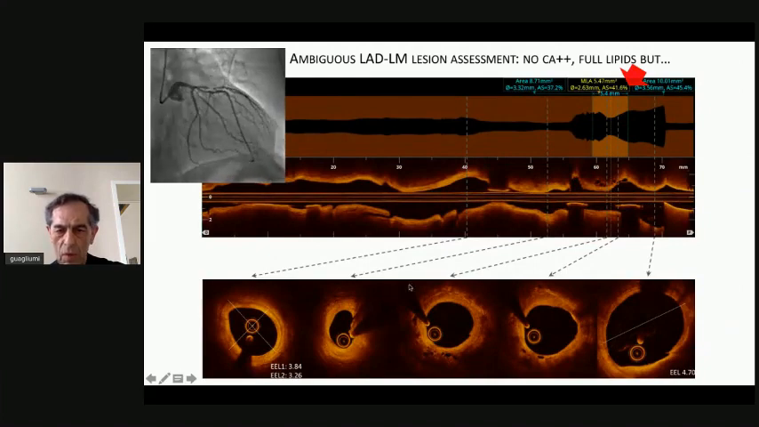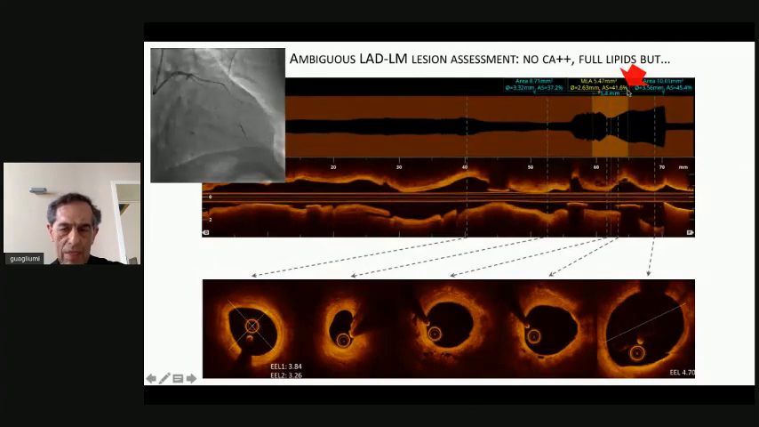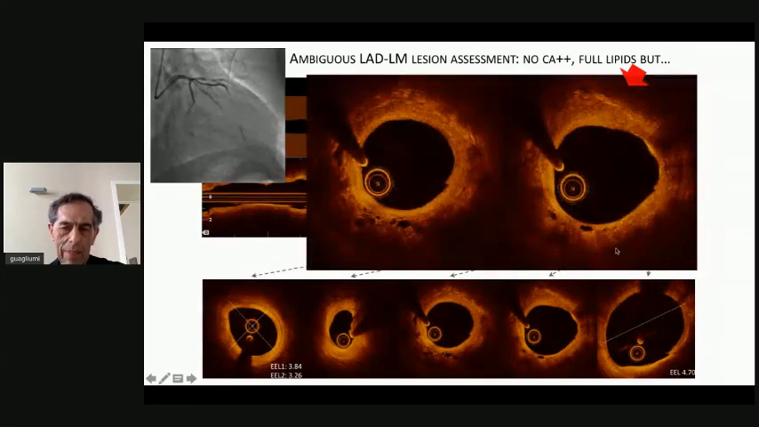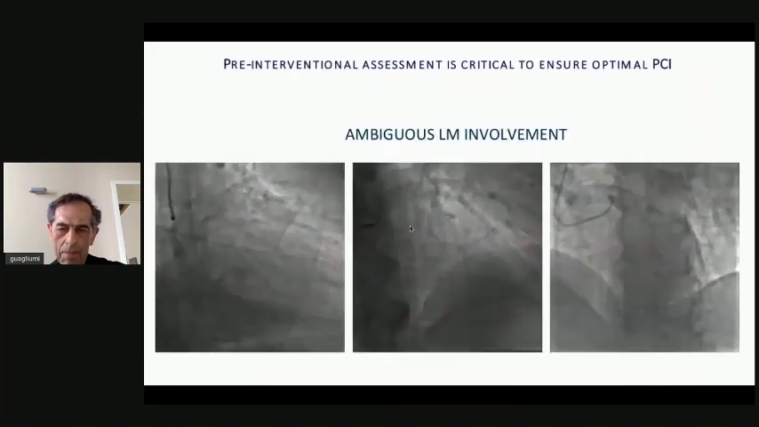First of all, you know that you don't have any calcium inside this vessel. You know that they are full of lipid, and you can clearly see that. But in addition, at the level of the left main, where you have a moderate stenosis, you have an orphan plaque that is plenty of lipid, with multiple cavitations closer to the surface that very frequently are linked to hemorrhages.